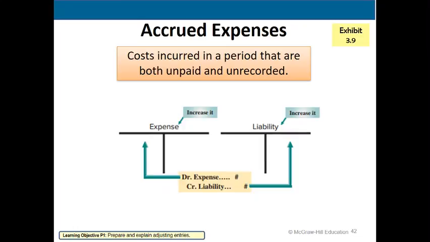Accrued expenses. These are costs incurred in a period that are both unpaid and unrecorded. And so we need to figure out what those liabilities we have at the end of the accounting period are and account for them. And we're going to debit an expense account, and we're going to credit a liability account.